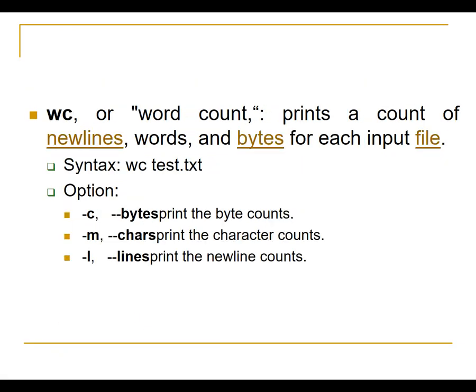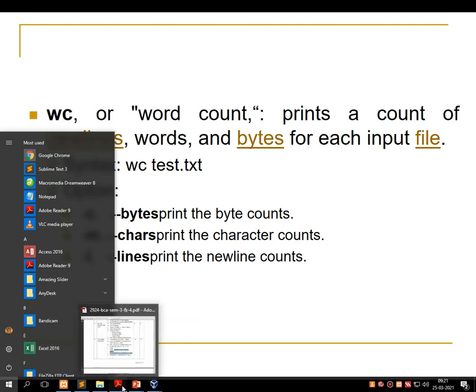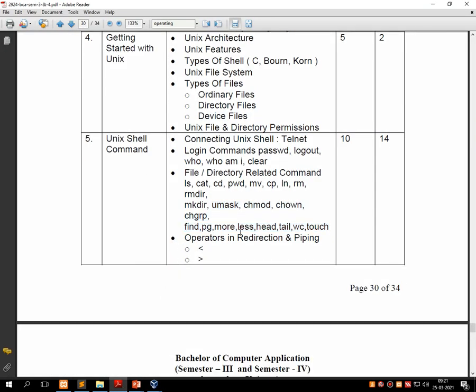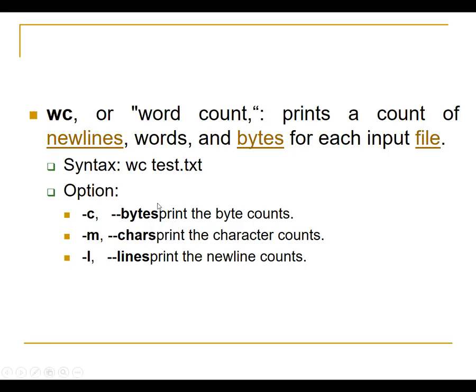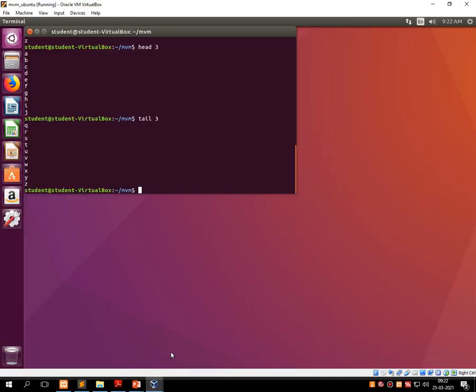Next is the WC command. Here the category gets changed. WC, okay, it's already there in the file and directory structure that we are discussing. The WC command is used to count the number of characters that we have in the string. Let's see the theory once. Yes, WC or word count prints the count of new lines, words and bytes for each input file. How can we perform this particular command? Just type the keyword WC and give the file name.